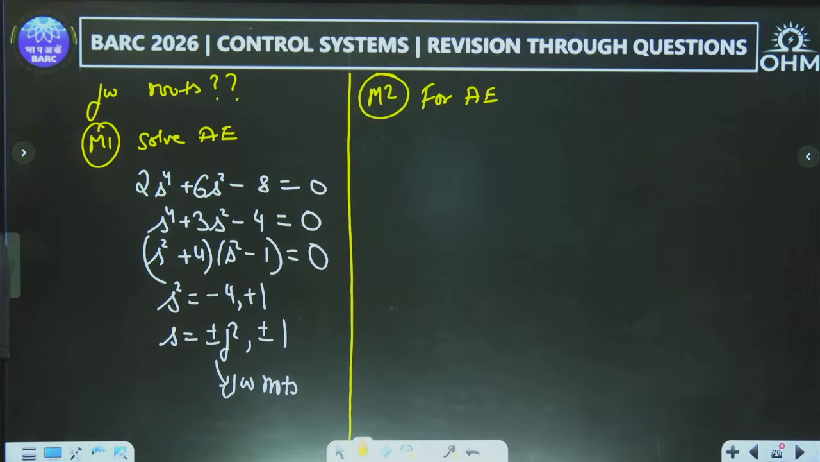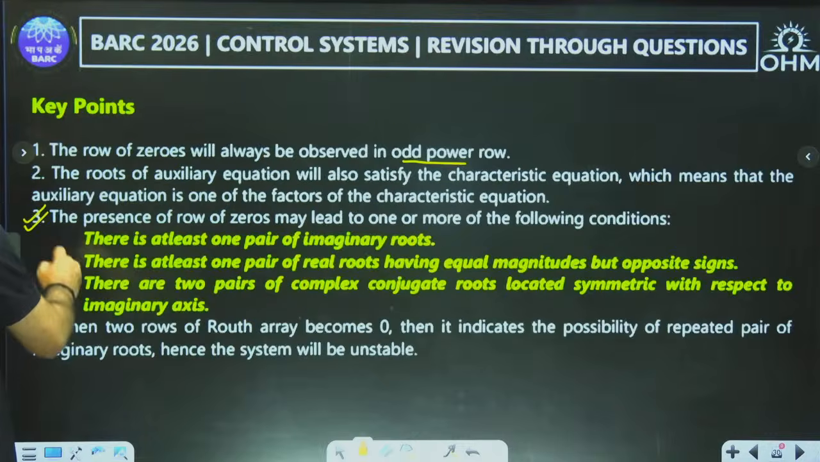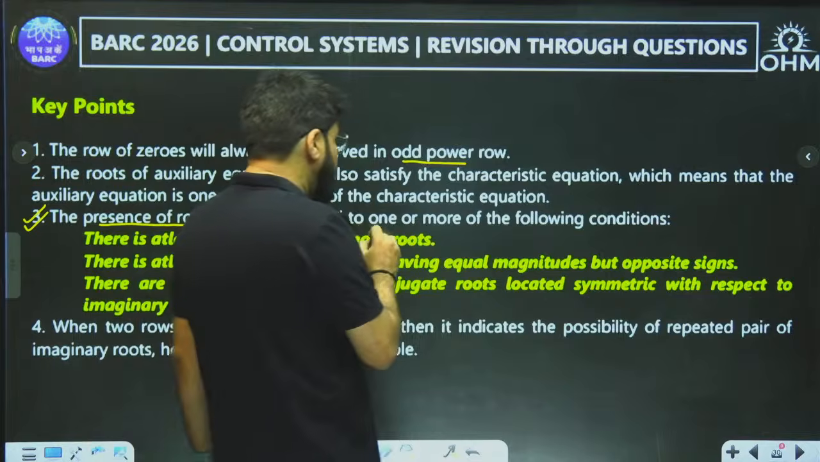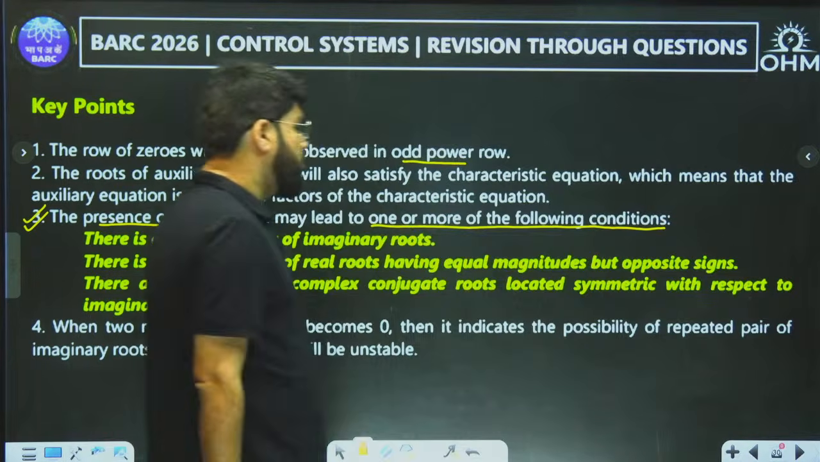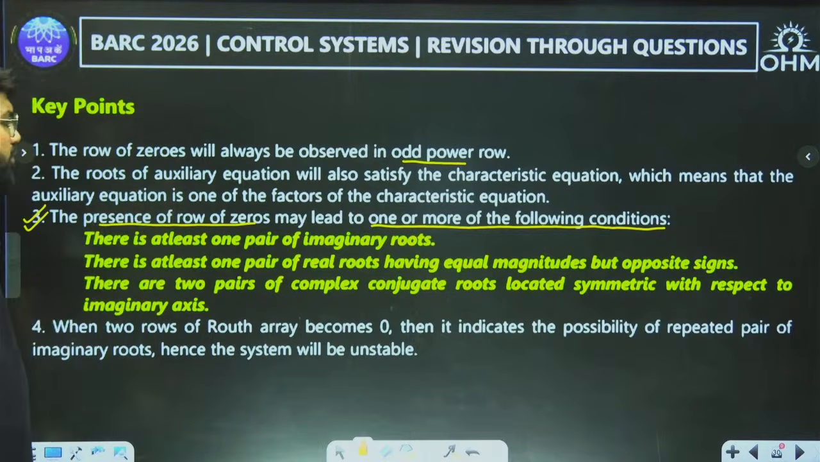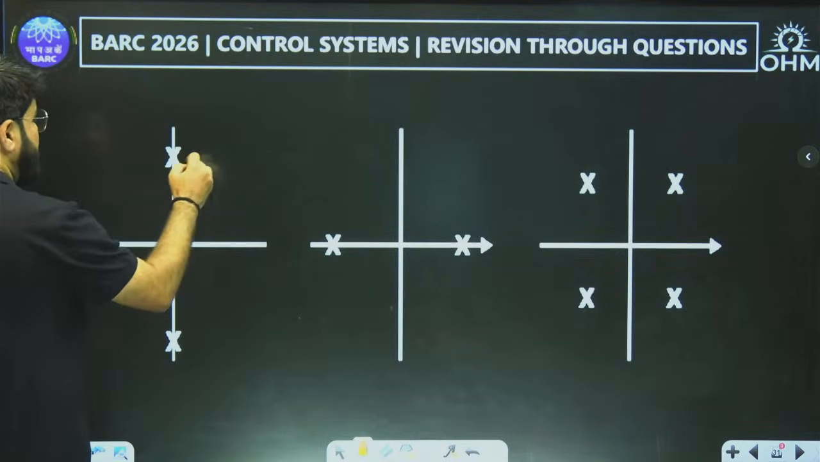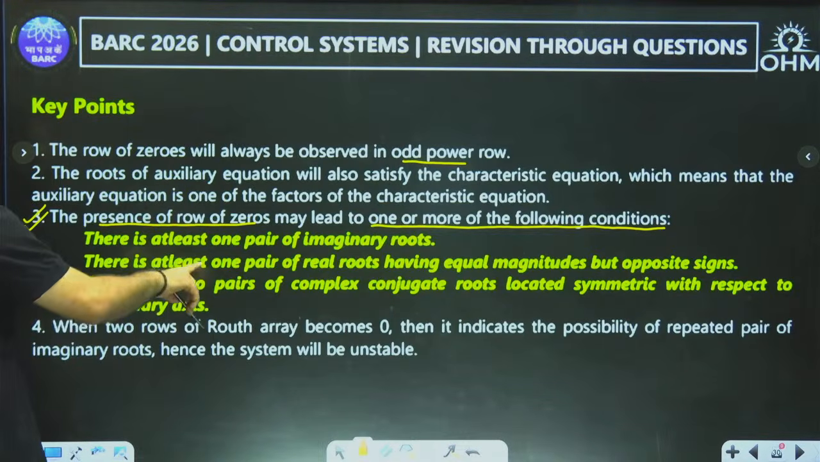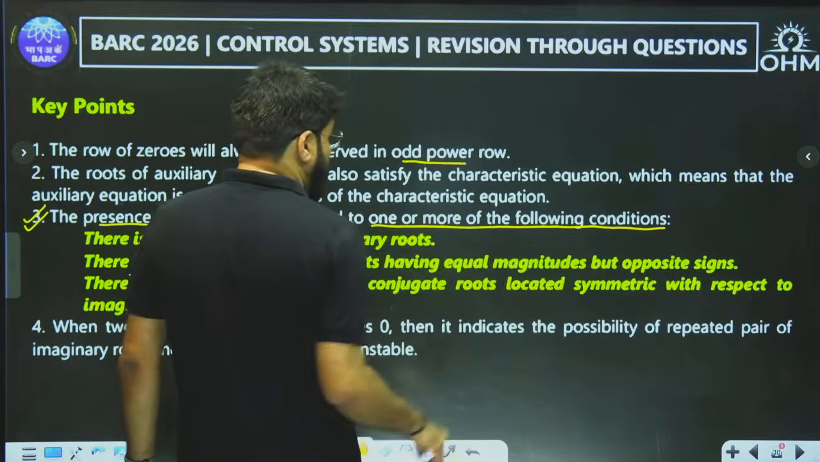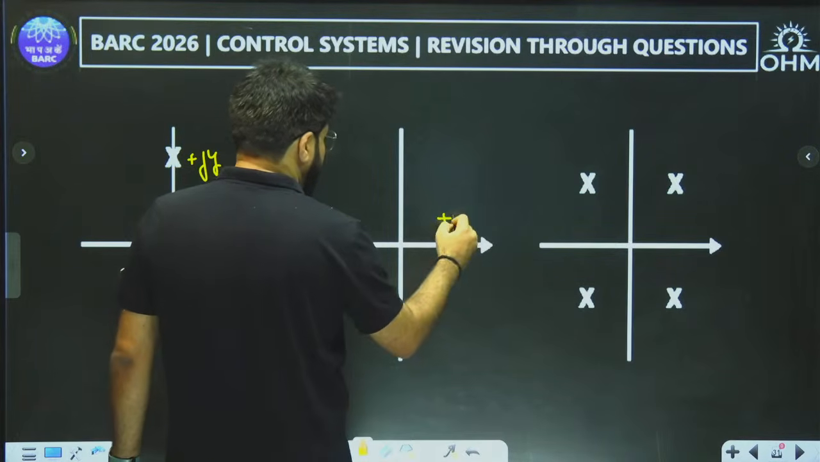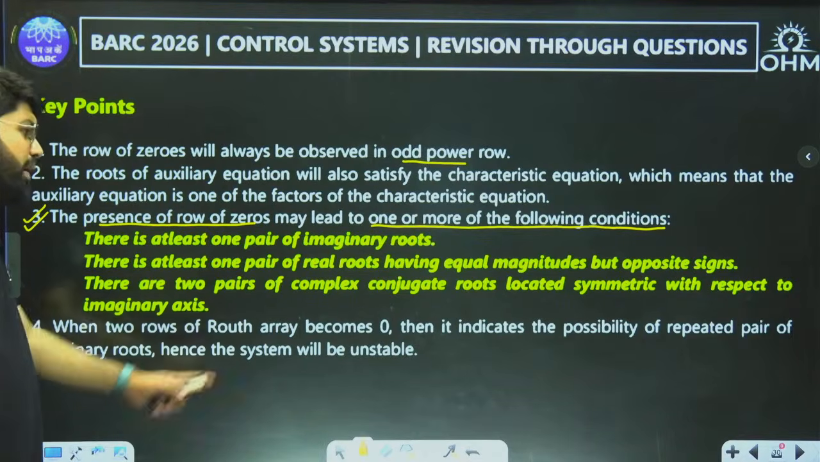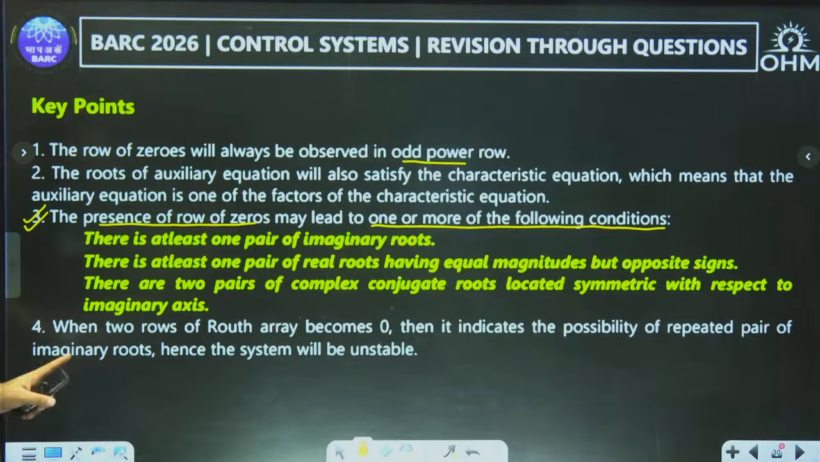Now for the auxiliary equation, what will happen? So that's the third important point, the most important point. The presence of a row of zeros may lead to one or more of the following possibilities. There exists at least one pair of imaginary roots, plus jy, minus jy. Or there is at least one pair of real roots having equal magnitude but opposite sign, minus x, plus x. And third, there are two pairs of complex conjugate roots located symmetrically with respect to the imaginary axis.